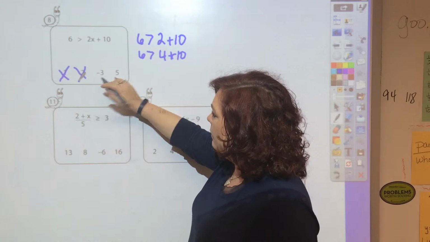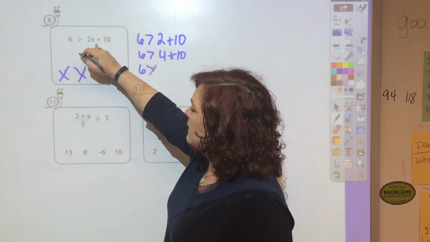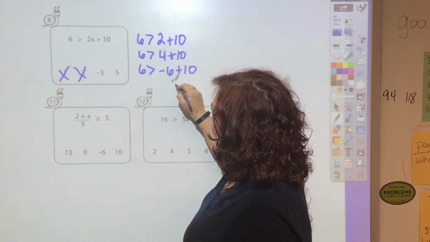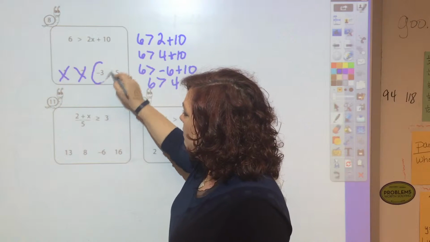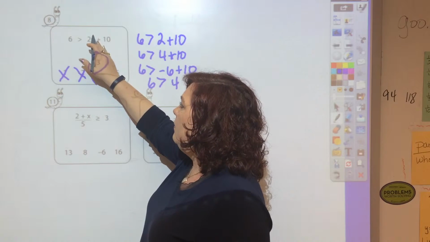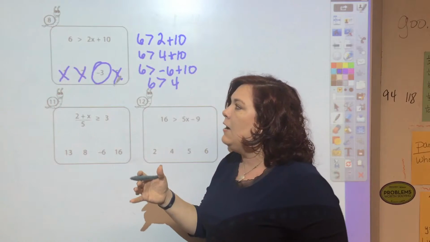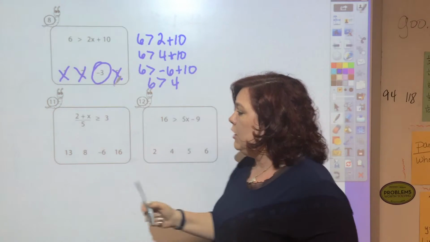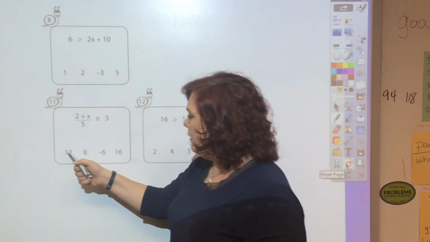Let's look at negative 3. So 6 is greater than negative 3 times 2 is negative 6 plus 10. So that is 4. 6 is greater than 4, so that is true. And then 5 times 2 is 10, plus 10 is 20. That's not less than. So you can see how you can use the answer choices to find out which inequality is true.